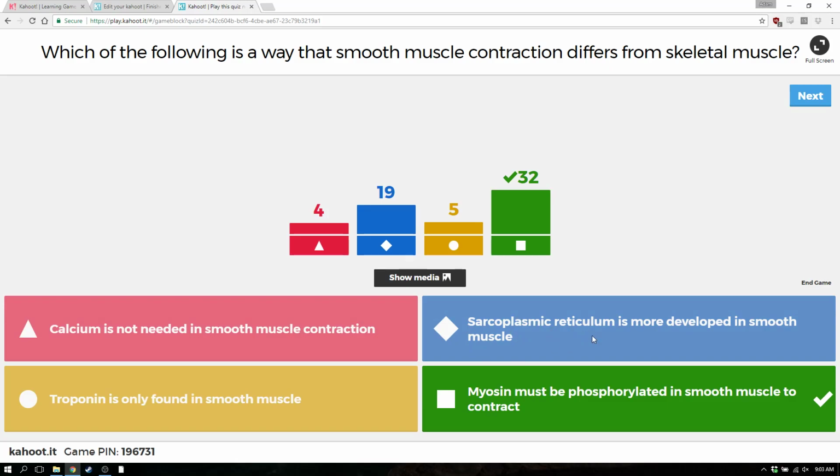Sarcoplasmic reticulum is more developed in smooth muscle. That is false. It is less well developed because, again, think about skeletal muscle. All the calcium is coming from where? Sarcoplasmic reticulum has to be very well developed in the skeletal muscle. In smooth muscle, on the other hand, most of it's coming from where? Extracellular space. Yeah, a little bit's going to come from the sarcoplasmic reticulum. Majority of it is going to be coming from the extracellular space. Okay, important thing to remember there.